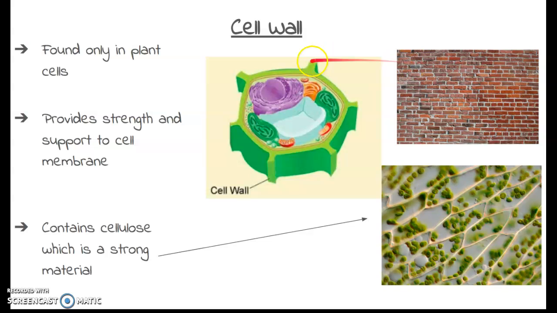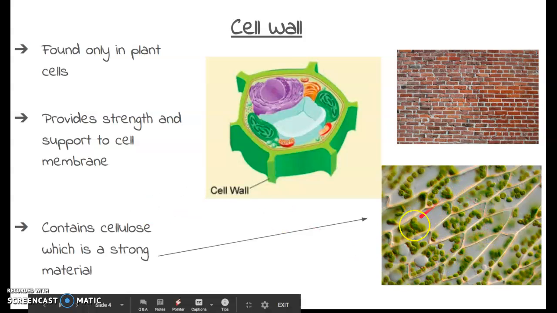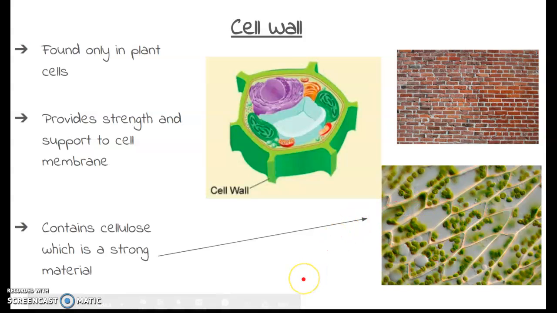It does contain a fiber called cellulose. That's like a really strong fiber. It kind of looks like straw, and it's what gives that cell wall the strength so that it gives that extra support. This is a picture of what a cell wall looks like underneath a microscope. So cell walls are only in plants, and again, they just give that extra support for plants.